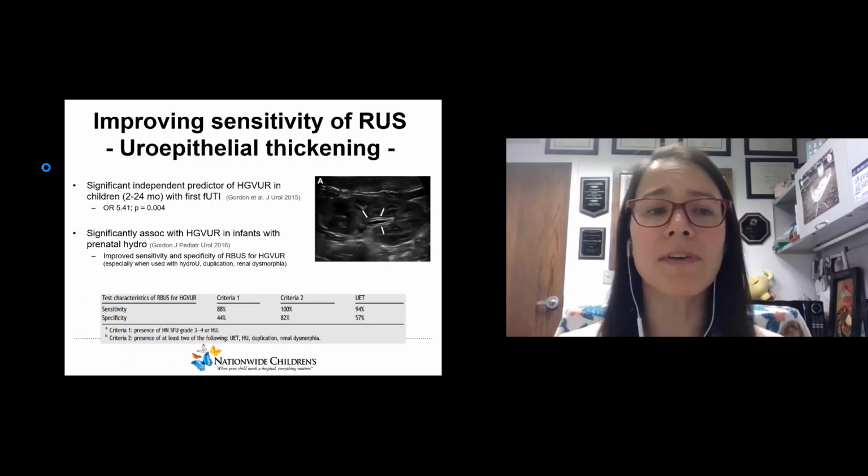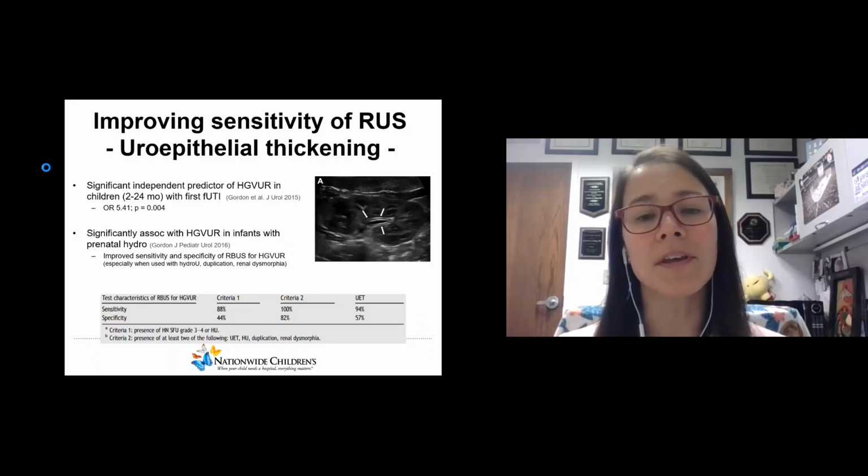Uroepithelial thickening has been found to be a significant independent predictor of high-grade reflux in children after their first febrile urinary tract infection. It's also been found to be significantly associated with high-grade reflux in children with prenatal hydronephrosis, increasing both the sensitivity and specificity of an ultrasound for high-grade reflux, especially when it was used in conjunction with hydroureter, renal duplication, and renal dysmorphia, which were themselves found to be predictive of high-grade reflux. And you can see uroepithelial thickening alone had a sensitivity of 94%.